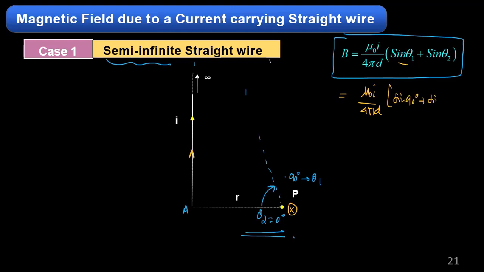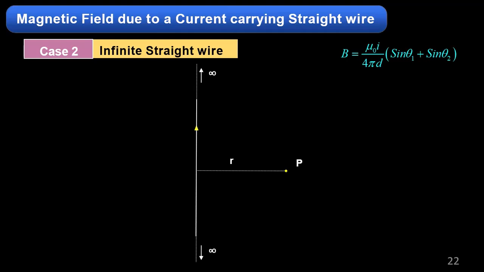Okay, sine 90 means 1. So ultimately, I am getting mu naught I by 4 pi d as the magnetic field strength due to the semi-infinite wire at point P, and the direction is cross. If I reverse the direction of the current, then the magnetic field will be dot at that same point P. Okay, so this is the semi-infinite wire.